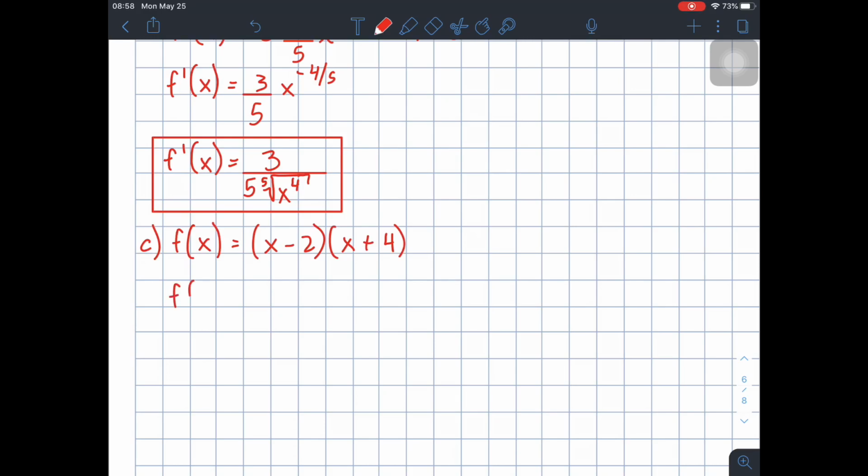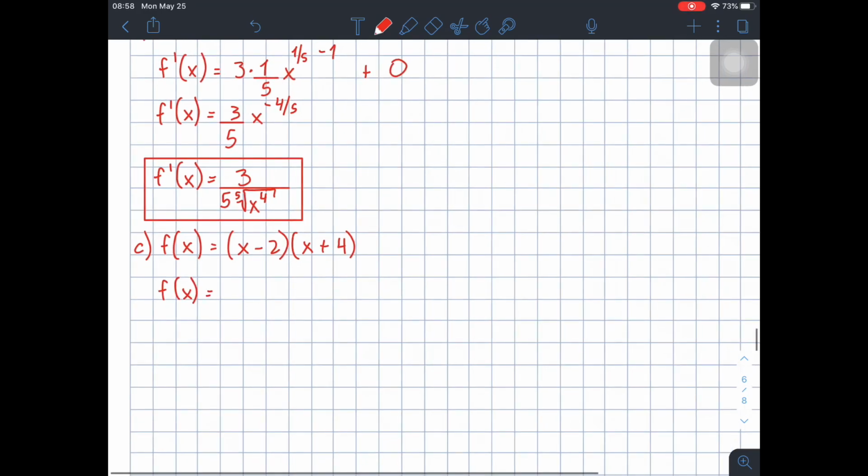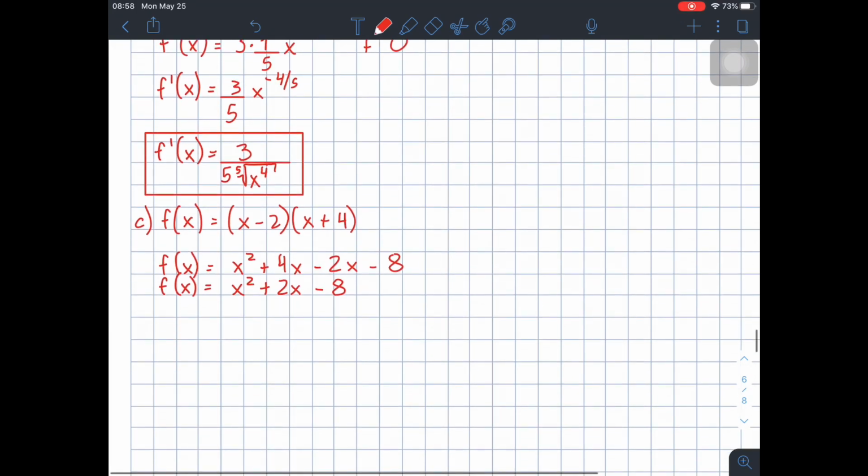So if I expand this expression, this would be equal to x squared plus 4x minus 2x minus 8, right? And if I add like terms, this would be x squared plus 2x minus 8. And this is an expression that I know how to differentiate, right? If I find f prime of x, the derivative of f of x, this would be equal to 2x to the power of 1, right? Because the exponent decreases by 1.